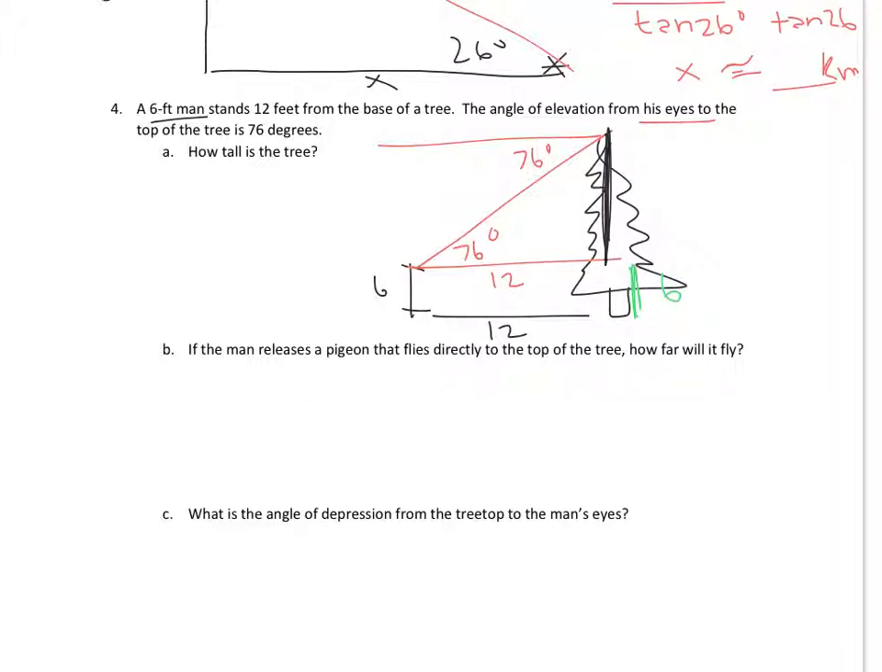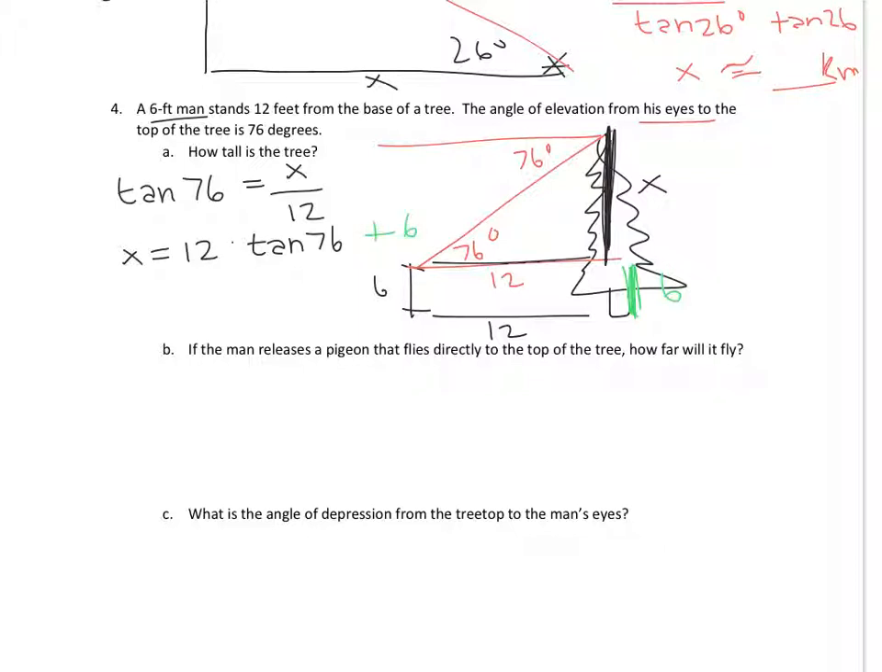So I'm going to do tangent of 76 degrees equals opposite over adjacent. So x equals 12 times the tangent of 76. But that just gives me this black part, but I want to find the total height of the tree, so I have to add 6 at the end. So I add 6. So if you're putting this in your calculator, make sure that you close off your parentheses after the 76. Answer in feet.